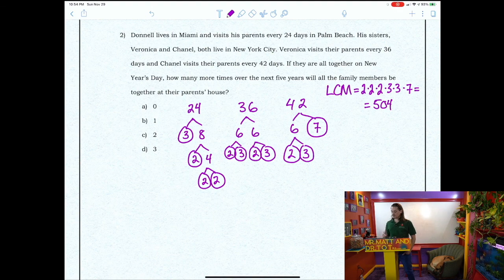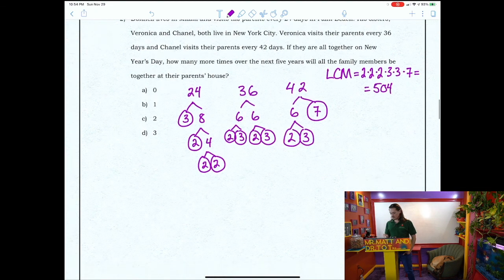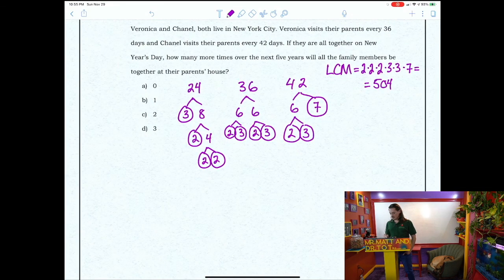And so if we're trying to find out over the next 5 years, I can write that as a given value because I'm going to convert it using fractions. I'm going to write that as a fraction by just putting it over 1. And I'm going to multiply that 5 years times 365 days over 1 year.